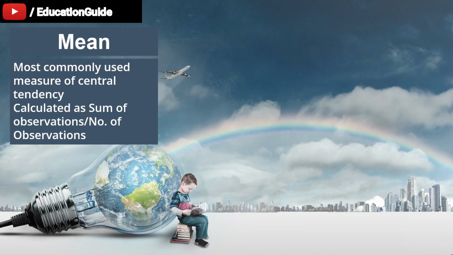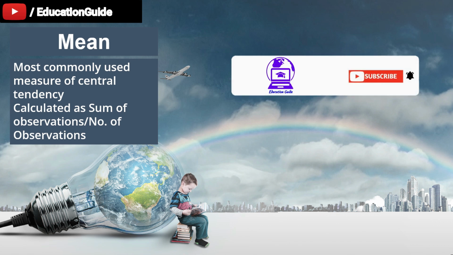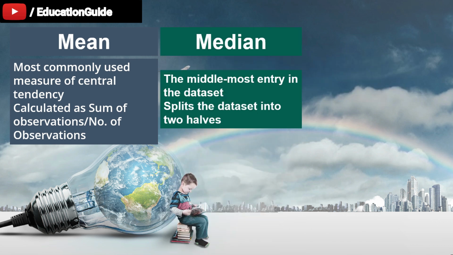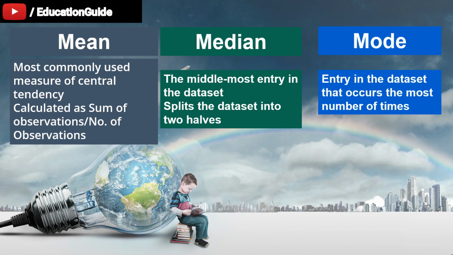We will first talk about mean. It is the most commonly used measure of central tendency. Its calculation is simple: sum of observations divided by number of observations. On the other hand, median is the middlemost entry of a data set that divides it into two equal halves. Similarly, mode is that entry which occurs the most number of times in a data set.